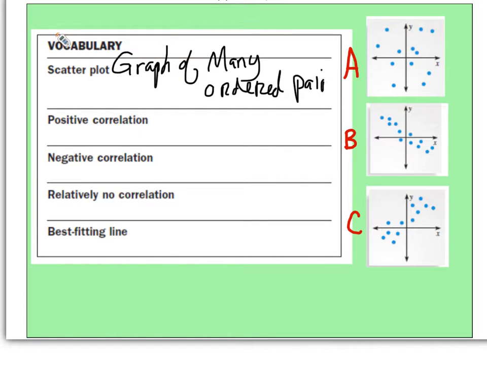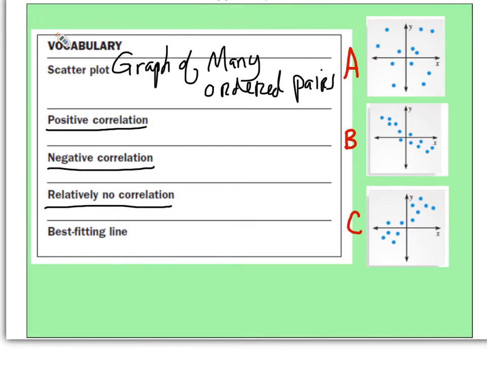Okay. When we have a scatter plot, we can look at it and look at the pattern of the data. And the question is the way the data moves. Does the data move in a positive direction? If so, we're going to say it's positive correlation. Is it a negative direction? Then it's negative correlation. If there's really no pattern to the data, we're going to say there's relatively no correlation.